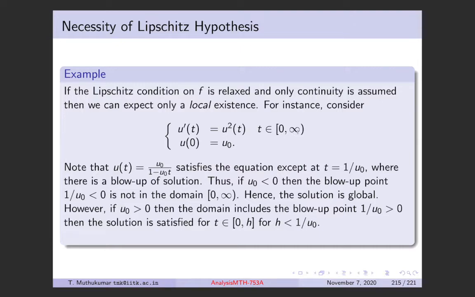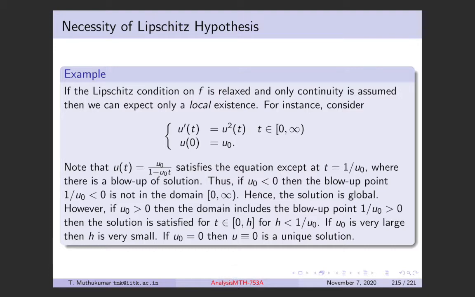the original domain. So this can happen, and this is happening because the f that you have here is not Lipschitz. Okay, so we have relaxed that condition, and you don't always have a global solution. Things can vary, right? Now if you take u naught very, very large, then h has to be very, very small, and so on, which is of course obvious from here.